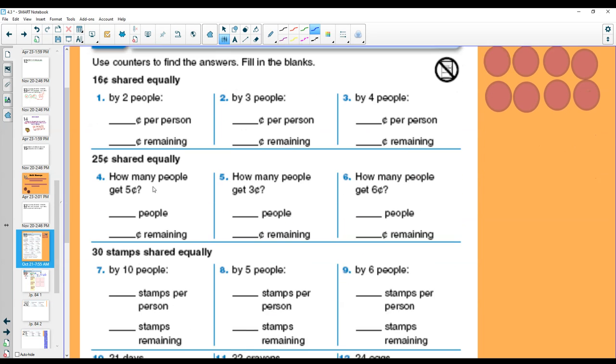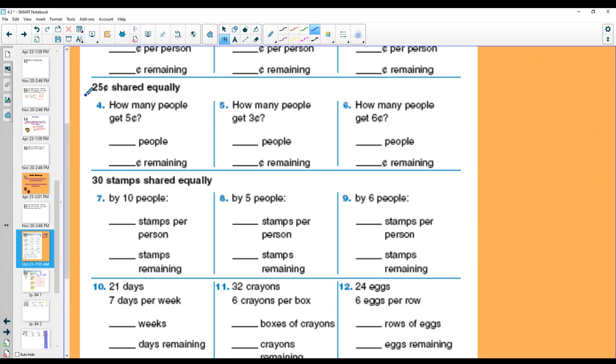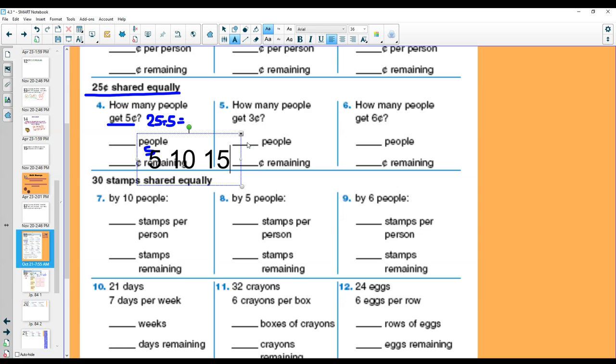Let's go back. We already have these ones, so let's try these. 25. How many people get 5 cents? We're trying to figure out 25 divided by 5. Okay, let's do it. Let's count by 5s. Ready? 5, 10, 15, 20, 25. How many times did I count by 5 to get to 25?